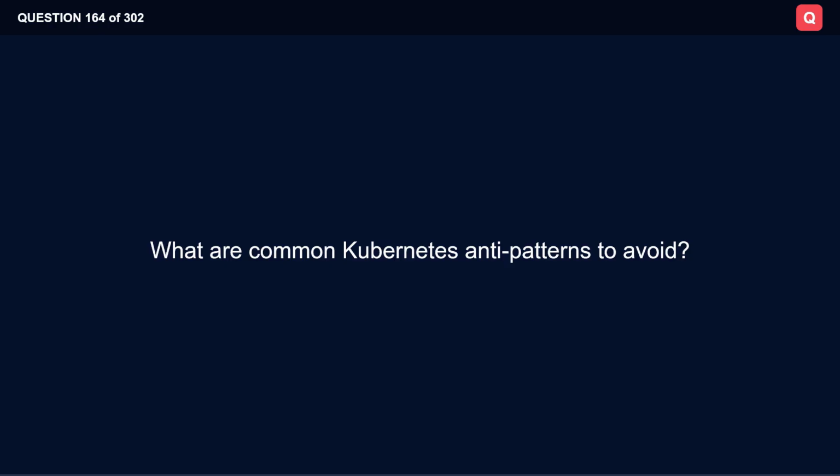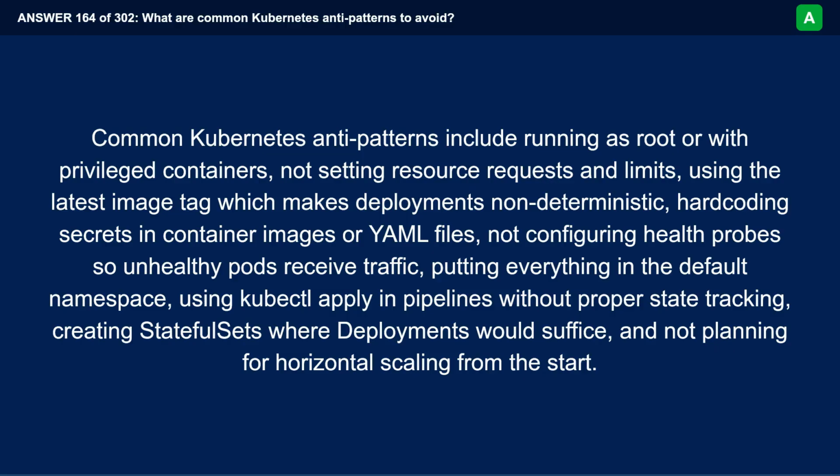What are common Kubernetes anti-patterns to avoid? Common Kubernetes anti-patterns include running as root or with privileged containers, not setting resource requests and limits, using the latest image tag, which makes deployments non-deterministic, hard-coding secrets in container images or YAML files, not configuring health probes so unhealthy pods receive traffic, putting everything in the default namespace, using kubectl apply in pipelines without proper state tracking, creating StatefulSets where Deployments would suffice, and not planning for horizontal scaling from the start.